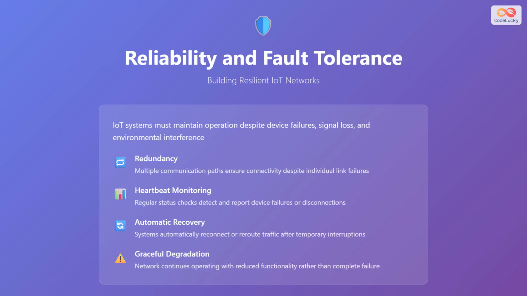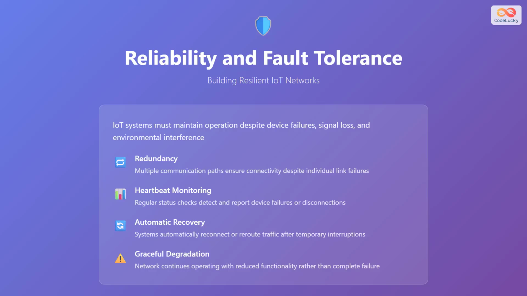Selecting the right connectivity protocol depends on your specific needs. Consider three main factors. First, bandwidth. How much data do you need to send? Second, range. How far apart will your devices be? Third, power. How long should your devices run on a single charge?